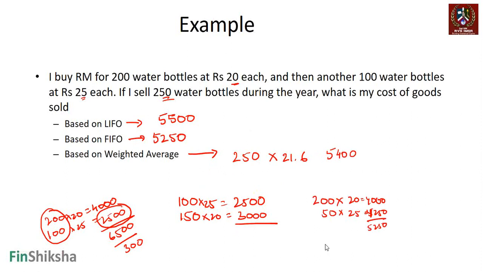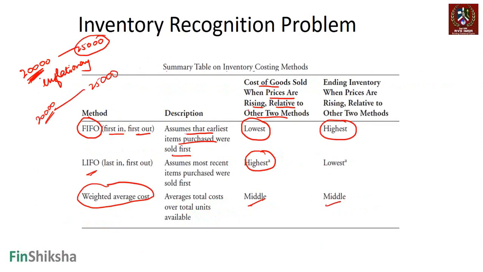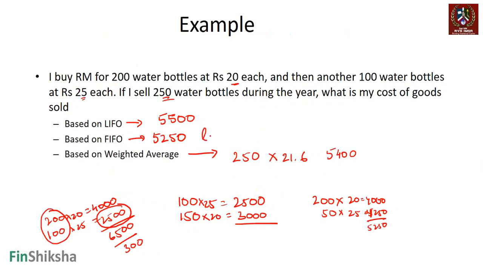So if we go back to the previous chart and we look at the values, if we use FIFO, the cost of goods sold is lowest. If we use LIFO, that's the highest. And if we use weighted average cost, that's the middle. Lowest in FIFO, highest cost of goods sold in LIFO, and based on weighted average, it's somewhere in the middle. Correct? That's basically how you go about solving the problems of expense recognition or inventory recognition.